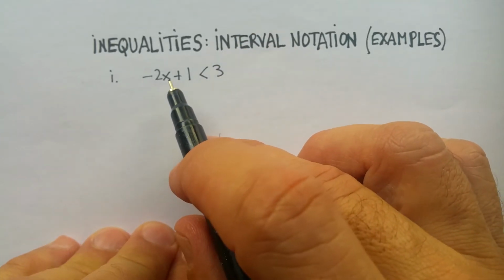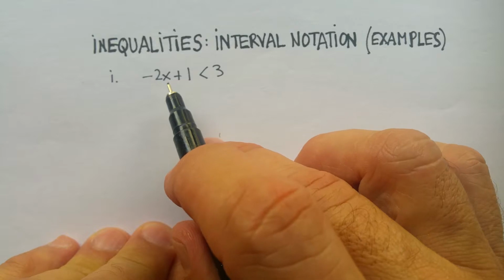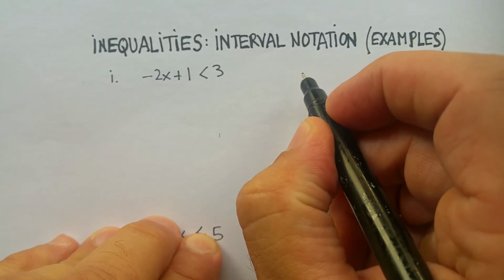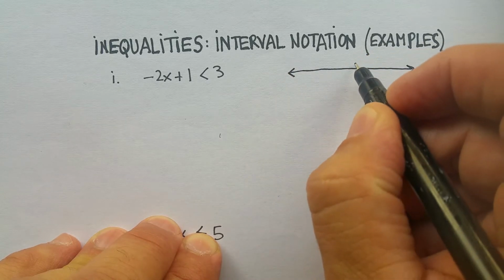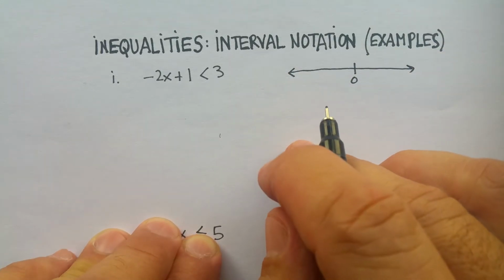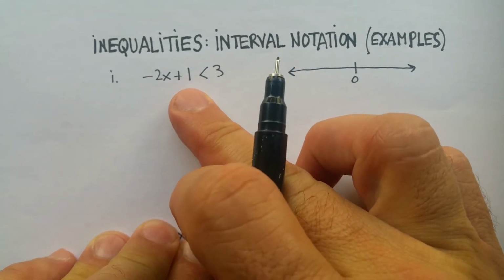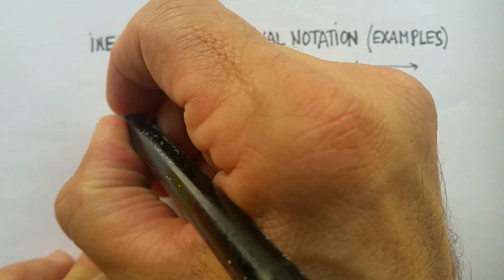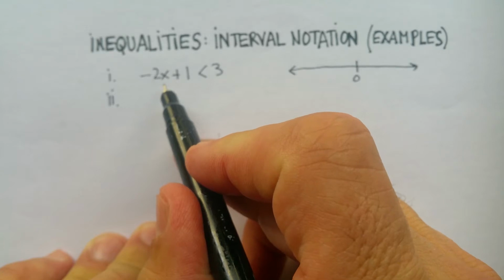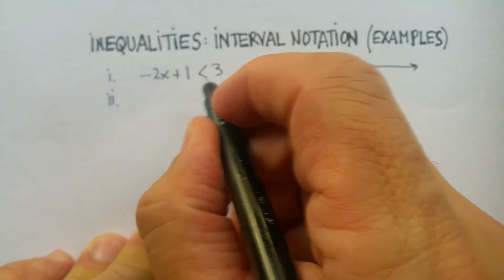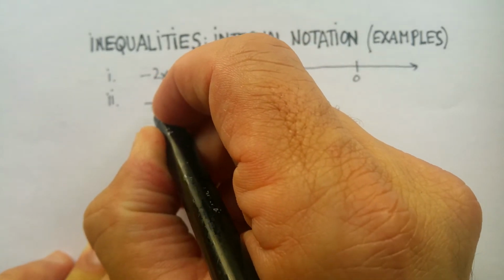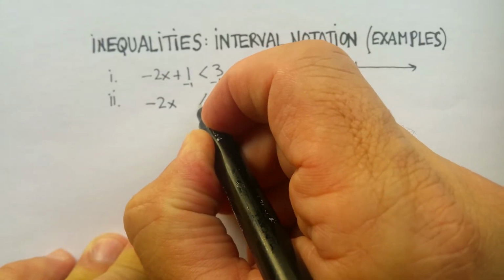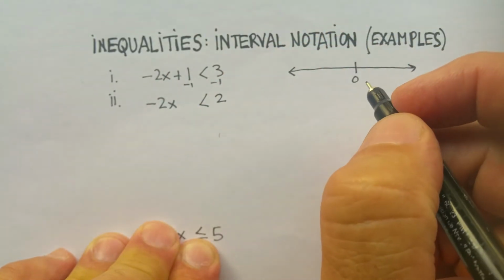So we recognize there's only one variable. So the graph of this is going to be simply a number line, isn't it? Okay, so let's just draw a little number line to get us started. And let's go ahead and solve this as we know how to do. Now, step 2. We're going to isolate the x by subtracting 1 from both sides. And that's going to give us negative 2x is less than 2.